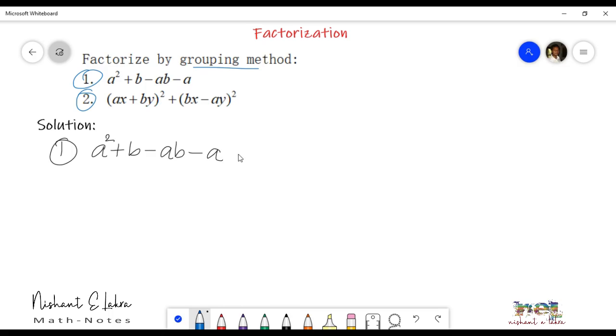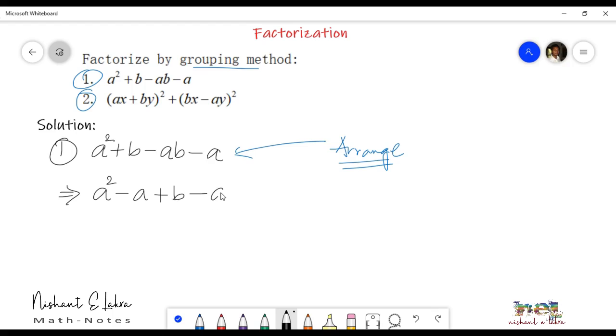Okay, we write down the given expression. What we have to do now is arrange these terms in their preceding order, like the squares will be first, according to the alphabetical order. So a square minus a plus b minus ab. So what we have done is we have arranged them in their order. And after that we group them and then we find the common terms.